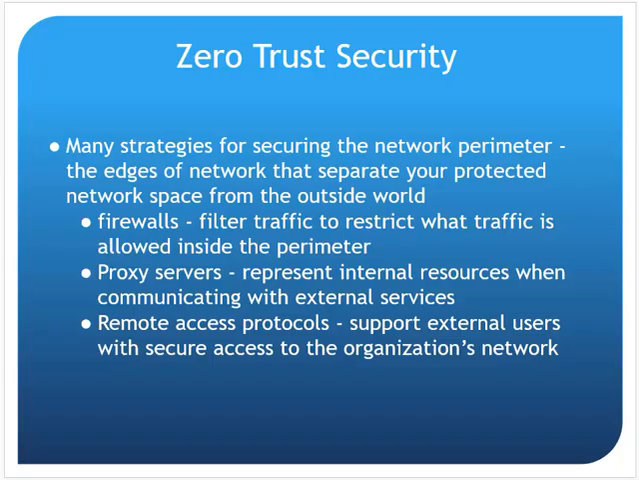There are many strategies for securing the network perimeter, the edges of the network that separate your protected network space from the outside world. Firewalls filter your traffic to restrict what traffic is allowed inside the perimeter. Proxy servers represent internal resources when communicating with external services. And remote access protocols support external users with secure access to the organization's network.